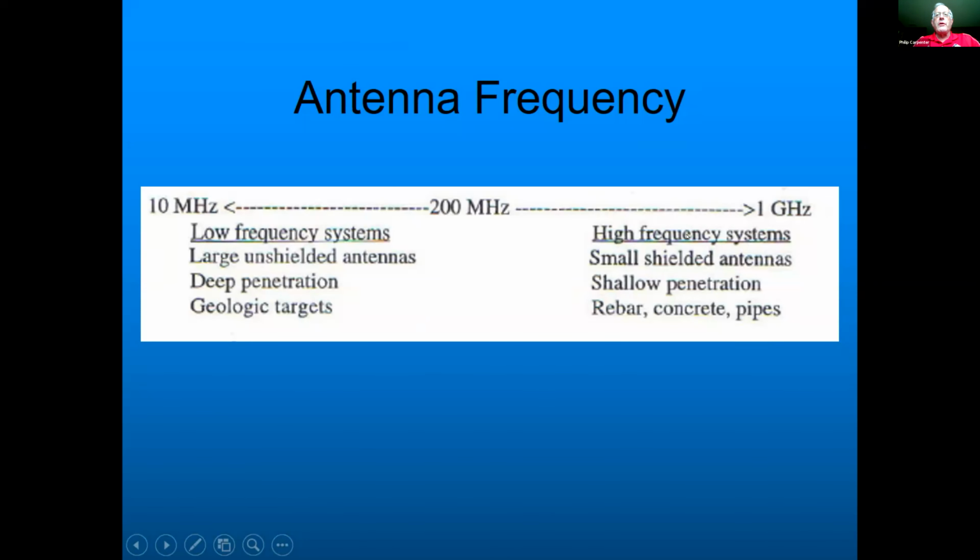High frequency systems are designed for rebar, concrete, and pipes. You've probably seen these on the highway or tollway, where they drag an antenna behind a vehicle to look at concrete. You don't want that system. If you get into GPR, you want something below 200 megahertz, and we like to use 50 or 100 megahertz antennas.